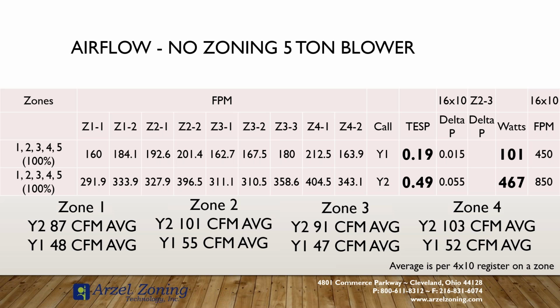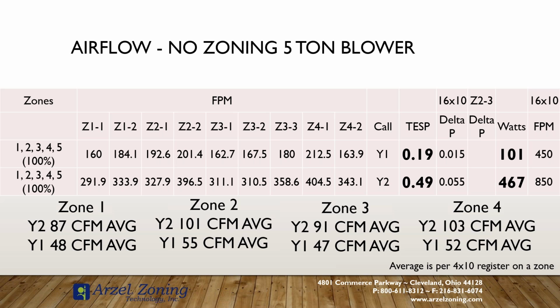But airflow without zoning. So a 5-ton blower, no zoning. I've got my Y1 inputs. I got my Y2 inputs. With my Y2, everything open, I'm running a 0.49. So I'm meeting the design static pressure for my equipment, 0.5. I'm at a 0.49. I'm golden. And I'm using 467 watts on that variable speed blower.